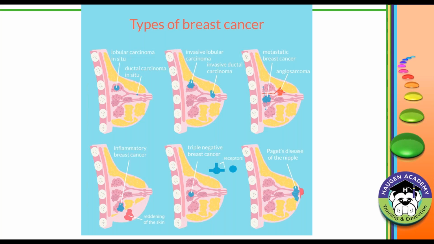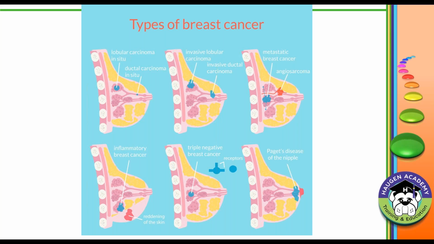We also have lobular carcinoma in situ. This type of cancer does increase a person's risk of developing invasive cancer later on in life, but this is when the abnormal cells start growing in the lobules. And we have invasive ductal carcinoma. This is also known as infiltrating ductal carcinoma. It's the most common form of breast cancer. It represents about 80% of all breast cancer diagnoses.